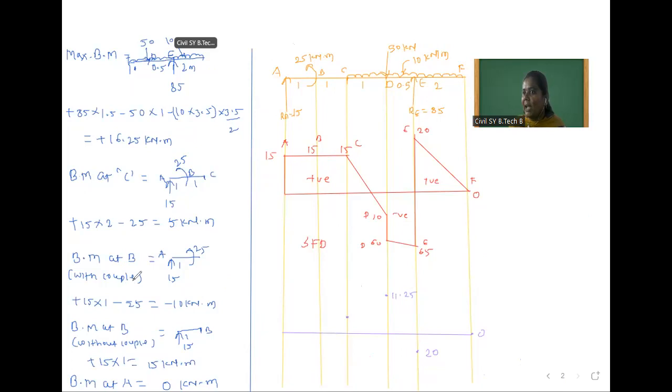After that, bending moment at B with couple and without couple. With couple it is minus 10 and without couple it is plus 15, so above this. And now we will mark the maximum bending moment point. I will first extend this zero shear force line. So the maximum bending moment is 16.25, so above this here.